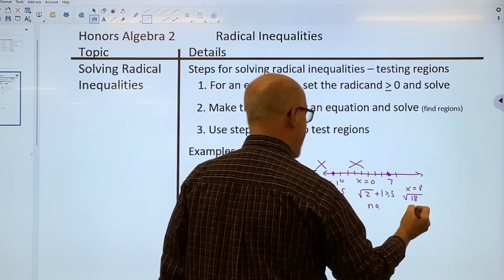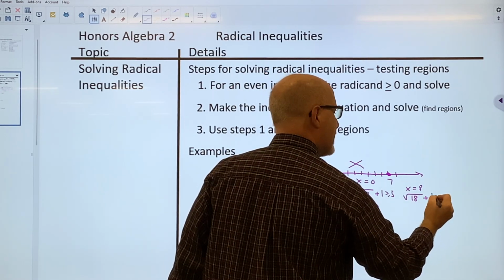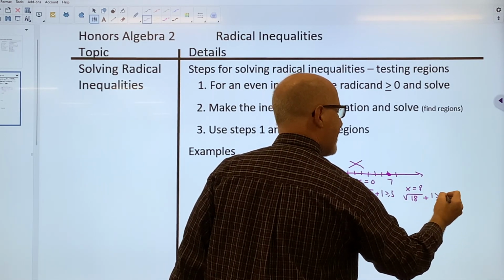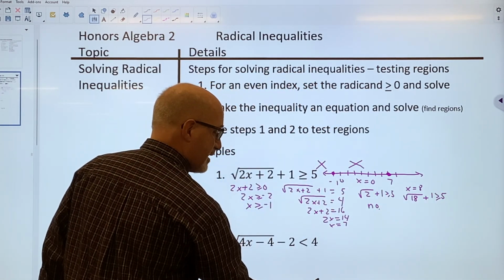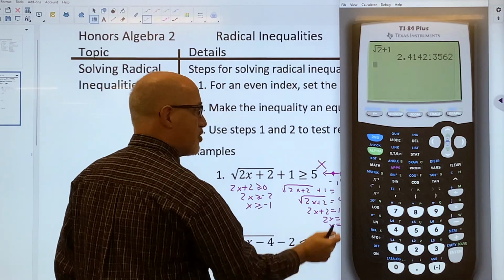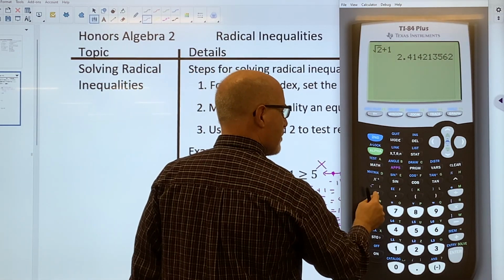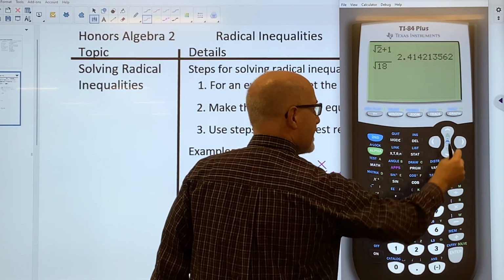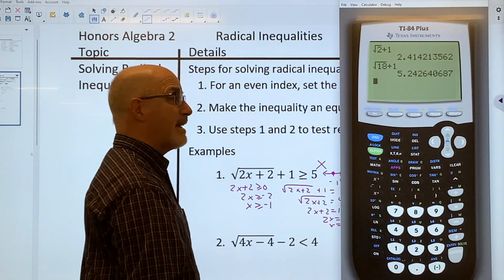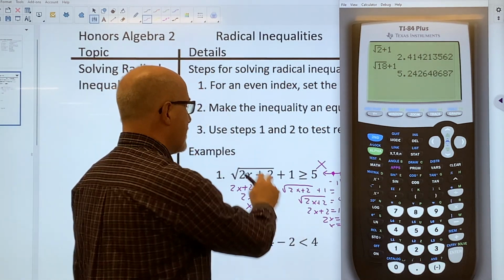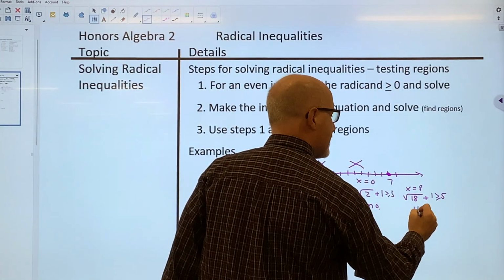Is the square root of 18 plus 1 greater than or equal to 5? We're asking that question. And again, you could maybe do that mentally to see that that will be correct, but let's check it out. So the square root of 18, and then plus 1, is this greater than or equal to 5? And it is, it's greater. So this one is a yes.